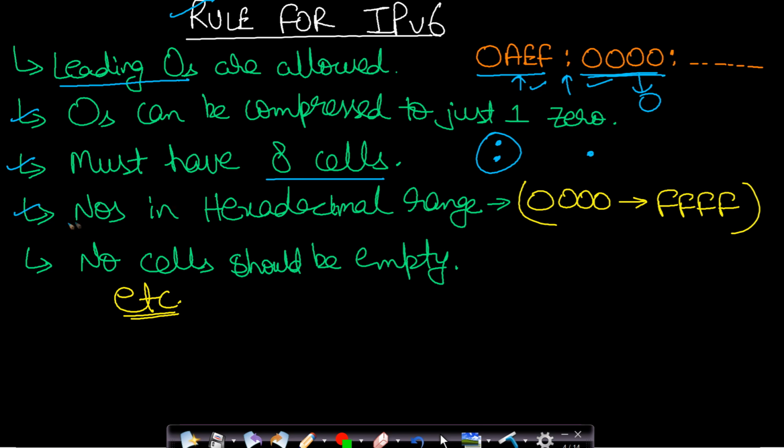Now the fourth condition is numbers in the hexadecimal range should be in the range of 0 to all f's. So these 4 zeros can also be written as 0. And in these all f's, 1 f will represent 15. Okay. So this is basically the hexadecimal range for each and every cell. Now the next condition says that no cell should be empty. So this condition also applies for IPv4. So I hope you got the main rules for IPv4 and IPv6.